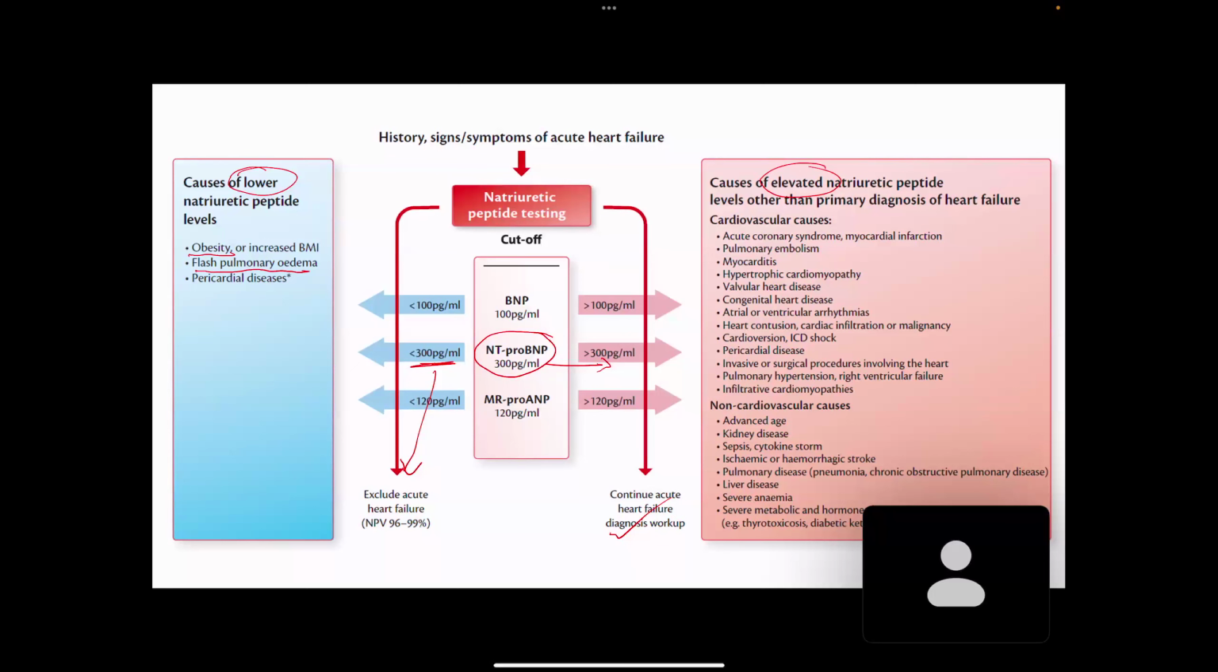What are the conditions where NT-proBNP can be falsely elevated? You have cardiovascular causes and you have non-cardiovascular causes. There's a long list in this, just remember the important ones. That is acute coronary syndrome, pulmonary embolism, myocarditis, also atrial and ventricular arrhythmias, pericardial diseases, invasive surgical procedures. So in these conditions, NT-proBNP can be falsely elevated. The patient may not be having heart failure, but his NT-proBNP can be elevated. Other non-cardiovascular causes include advanced stage kidney disease, liver disease, anemia, sepsis, or stroke.